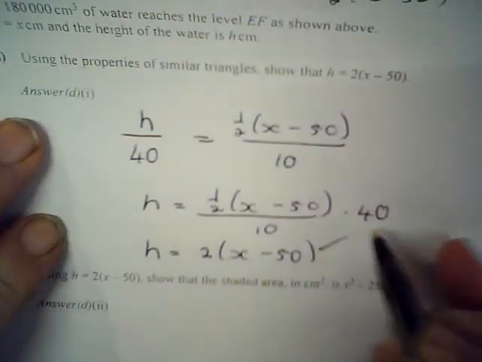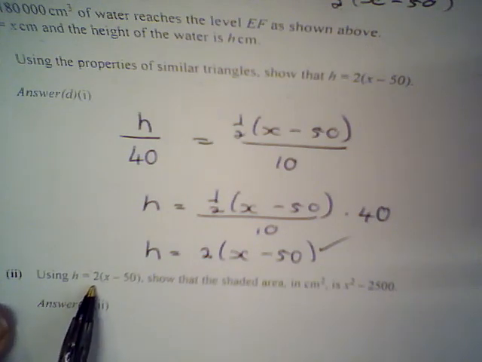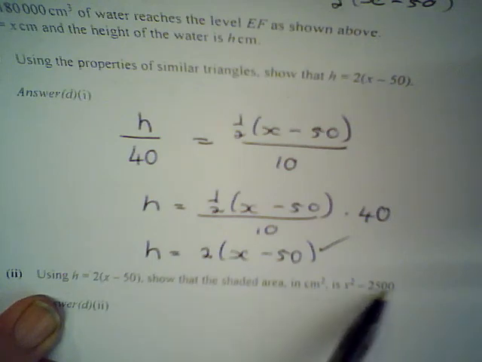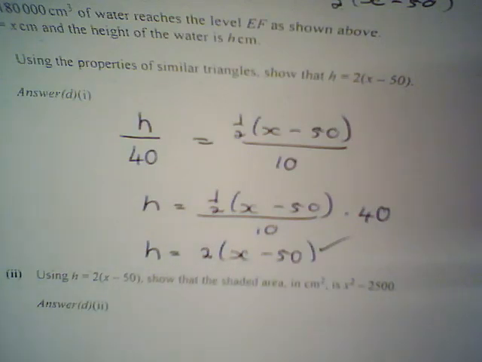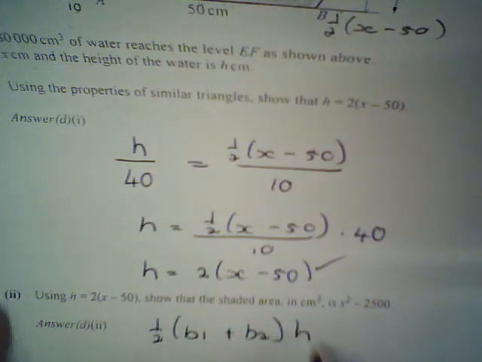Okay, so I'm really, really happy with this. Using h, the height is 2x minus 50. Show that the shaded area is this. So we know, but what is the area of a trapezium? We know that the area of a trapezium is a half base 1 plus base 2 times the height.